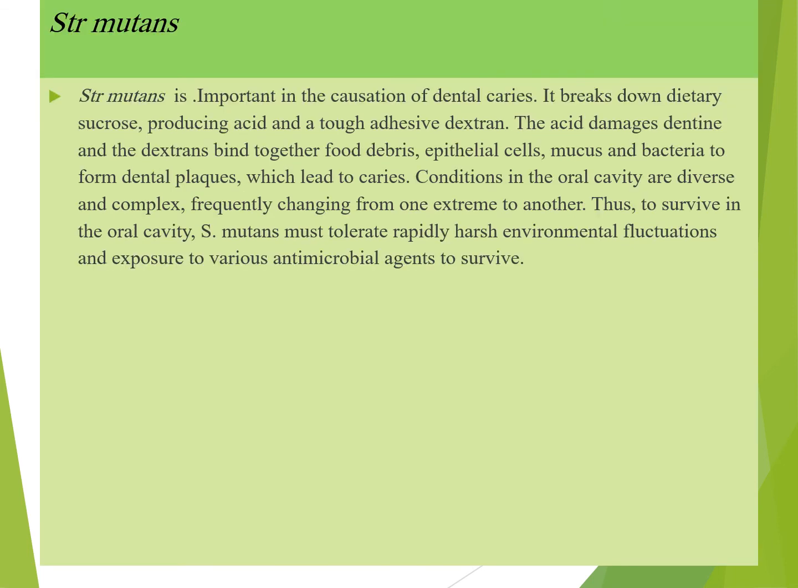Streptococcus mutans. Streptococcus mutans is important in the causation of dental caries. It breaks down dietary sugars, producing acid and tough adhesive dextrans. It produces a very strong dextran material that enables it to stick to the dentine surface. The acid damages dentine and the dextrans bind together food debris, epithelial cells, mucus and bacteria to form dental plaque. Of course, dental plaque leads to caries, which is tooth decay.